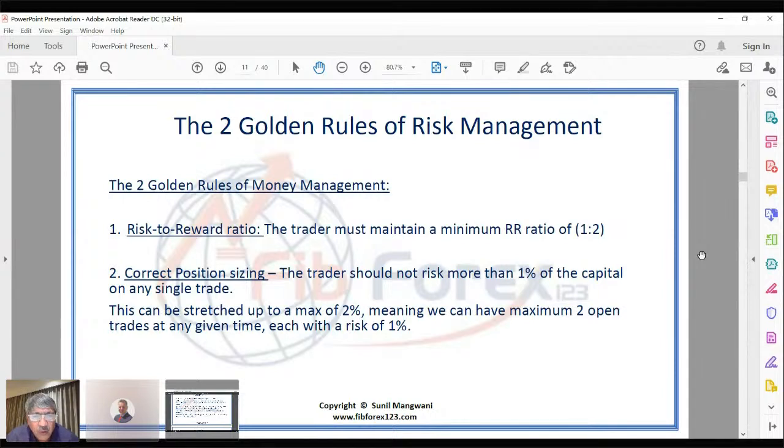The simple fact over here is that you lose small and you sustain yourself over a longer term. Now, as a retail trader, I can stretch it up to 2%, meaning that I can have two open trades at any given time, each with a risk of 1%, which is acceptable. 1% is small, 2% is acceptable, but this is what you should do. Now, keep this in mind. This is something you must follow for every trade that you take.